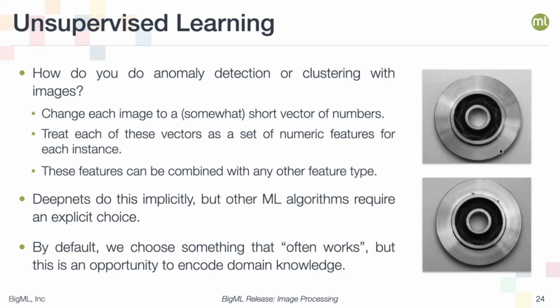But the important part here is that if you're not using a deep net, you have to specify some sort of features to use for that algorithm, some way of reducing that image to a vector of numbers. And we give you a lot of choices. We choose one automatically, but we'll show you in a second how to change that.